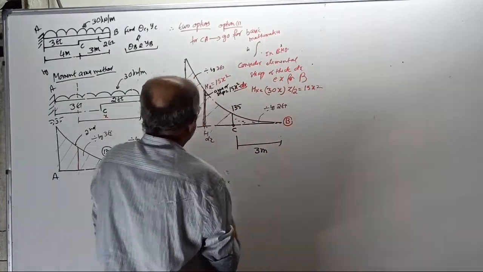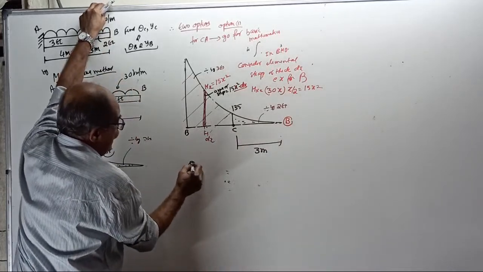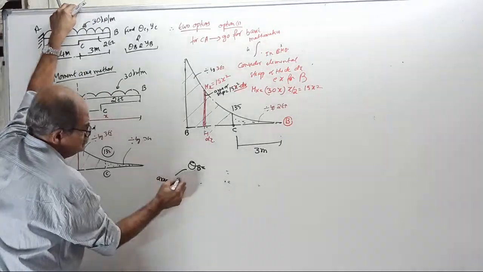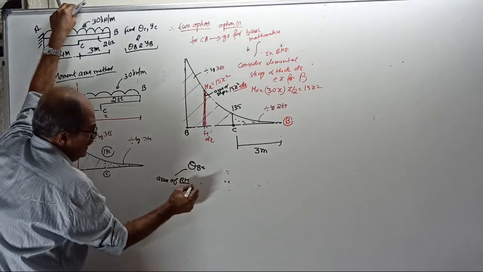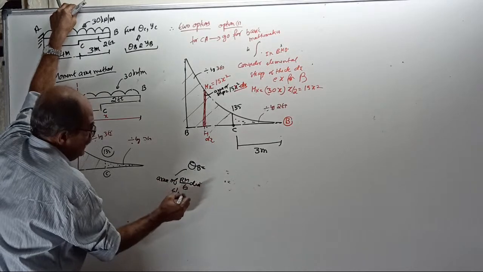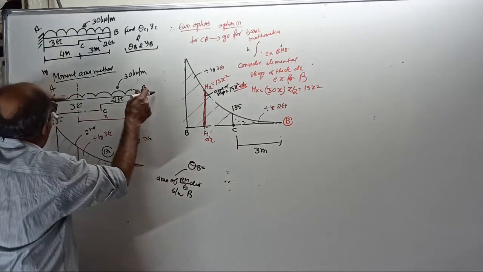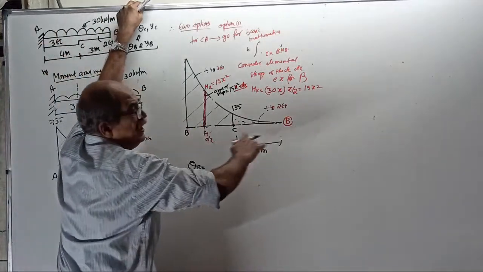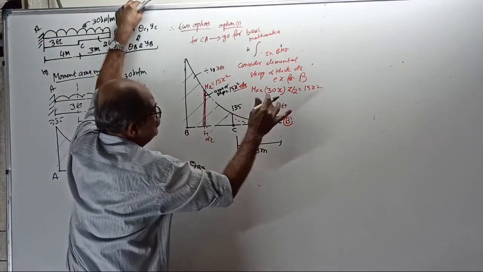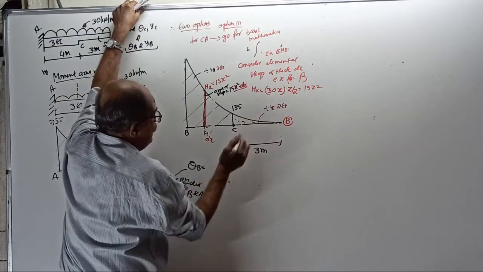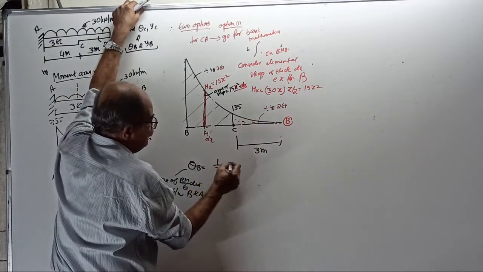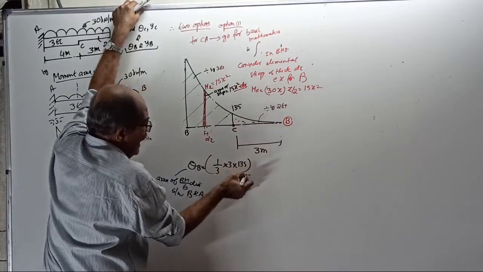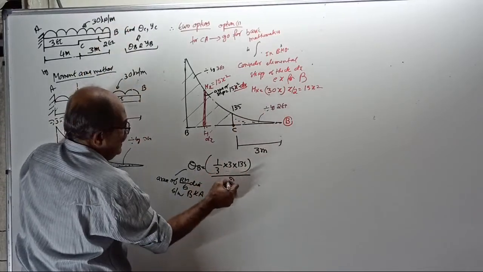Now, slope at C, slope at B. Remember, the area of the BM by EI diagram between B and the fixed end A means the full area. If you want the full area, first do one thing. This area is very easy. Why? Formula: 1/3 of 3 into 135 is this area. That area is to be divided by 2EI.